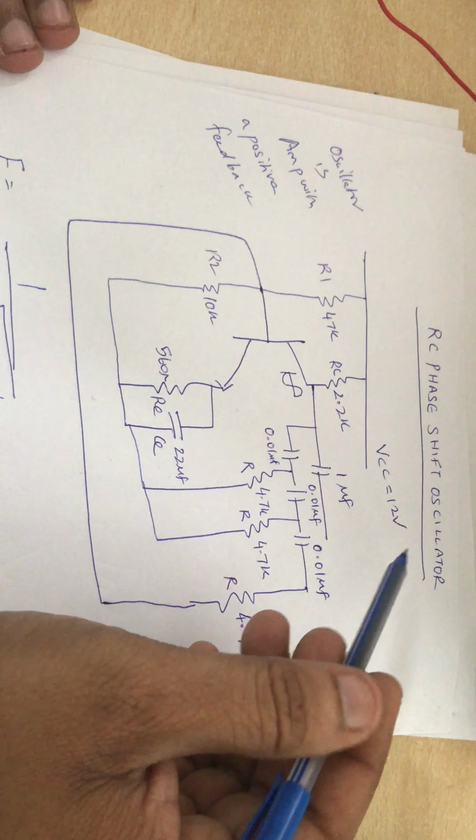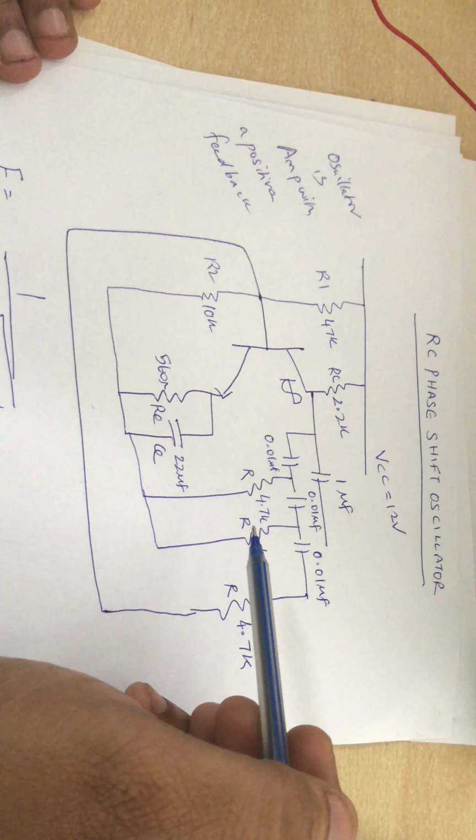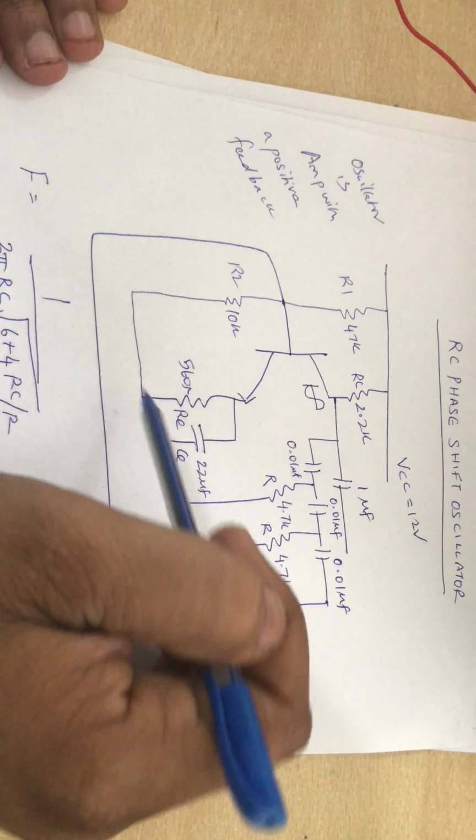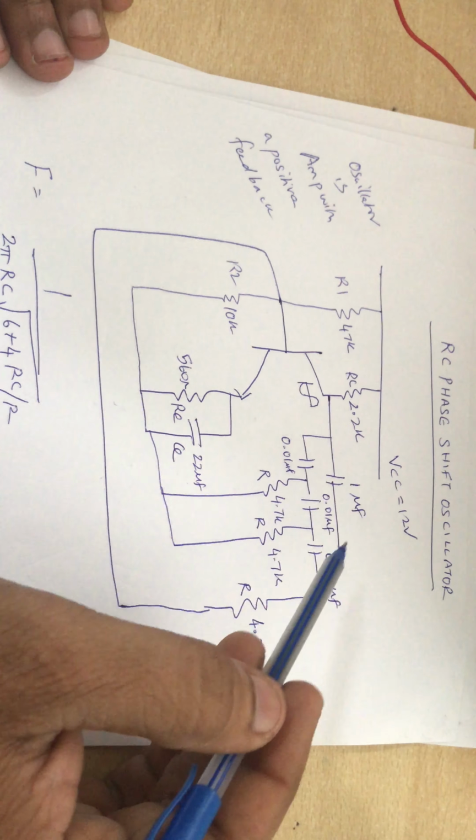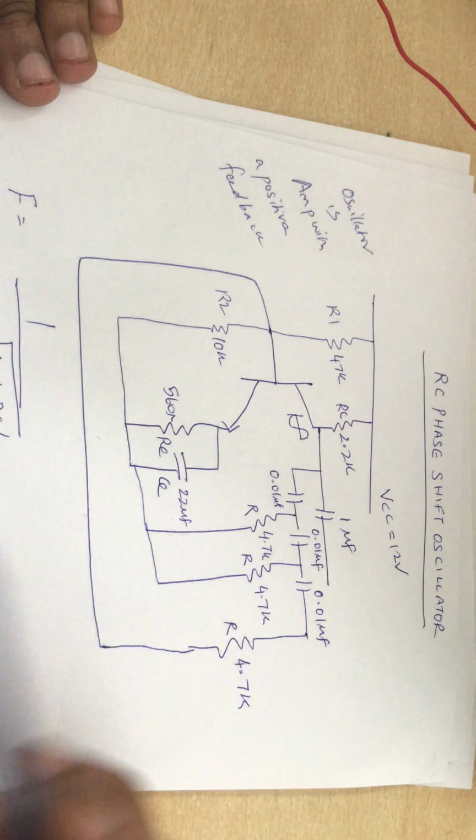Today we're going to perform an RC phase shift oscillator. I think you will be familiar with this kind of circuit. This is an amplifier, a common emitter amplifier, and this is an RC network.